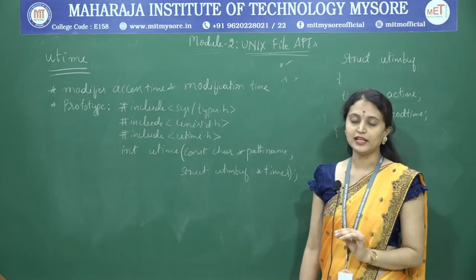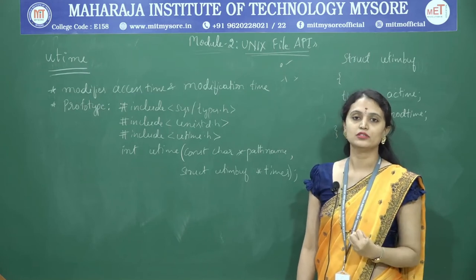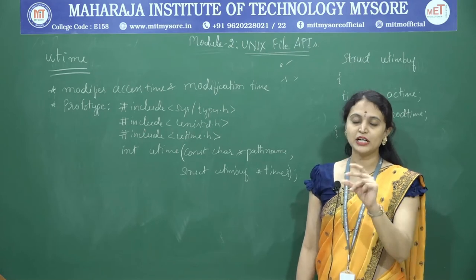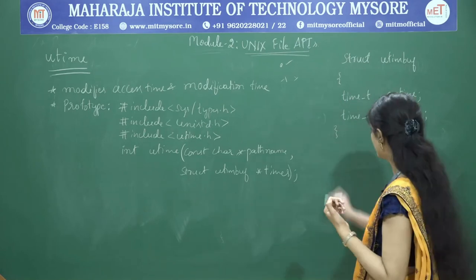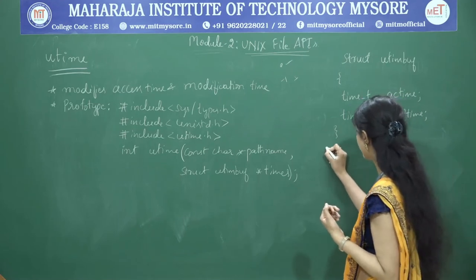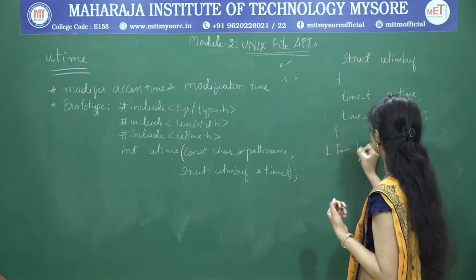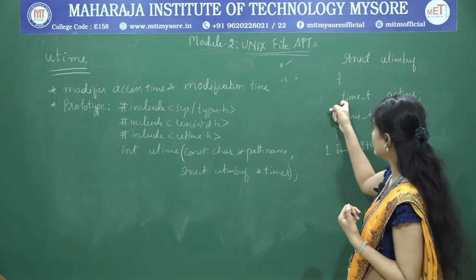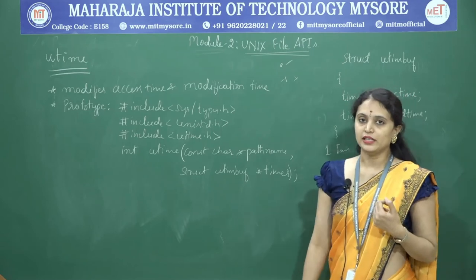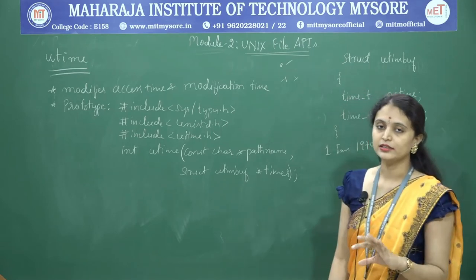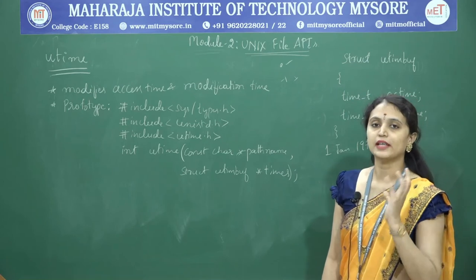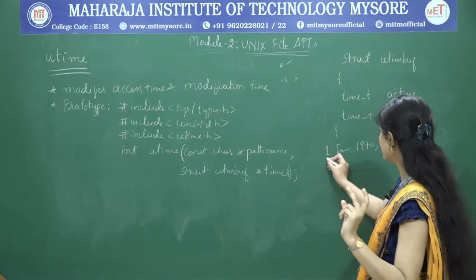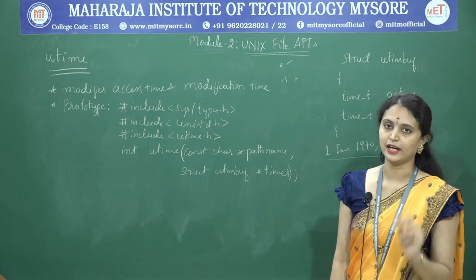So, it is nothing but an unsigned long value. It contains the number of seconds starting from the birthday of Unix. So, when was Unix invented? It was on 1st Jan 1970, 12 AM, right? So, this data type is nothing but unsigned long that contains the number of seconds that have elapsed since the birthday of Unix, that means since this date and time.